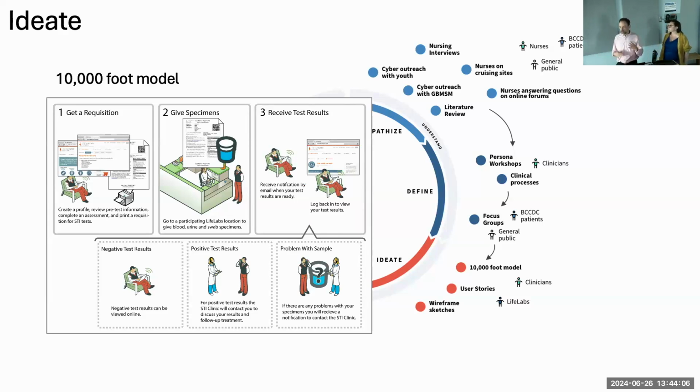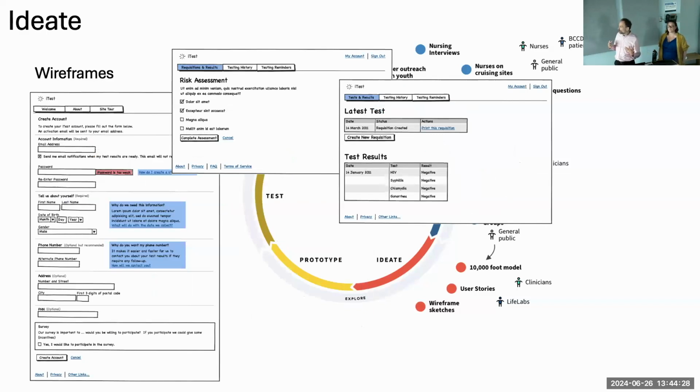And we started thinking about some user stories. A user story just describes what a user does. So it would be like, as somebody who wants to get tested, I would go on Get Checked Online and I would create an account. That would be one user story. And then, of course, we know for him that didn't work out because we weren't supporting him in the right ways. But then we sort of also get into wireframe sketches.